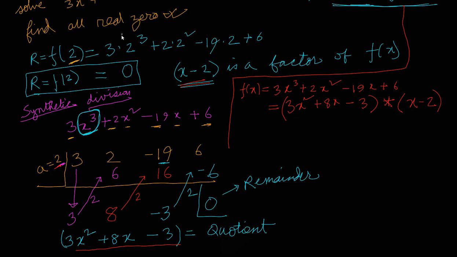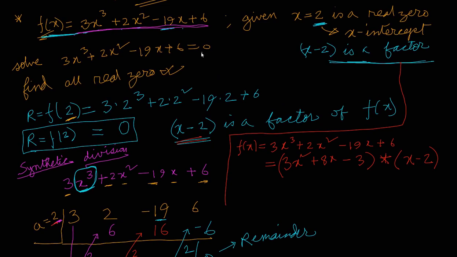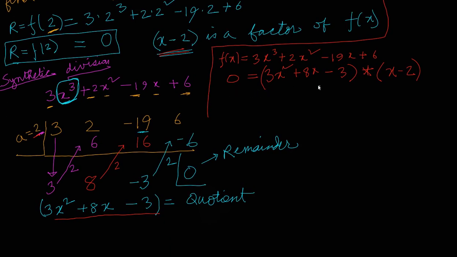Now to find all the real zeros, I need to put f(x) equal to 0. To find all the real zeros, I need to set f(x) equal to 0, which is like finding the x-intercepts. So this is going to be equal to 0 if I want to find all my real zeros. So what can I write from this? Let me erase this portion.